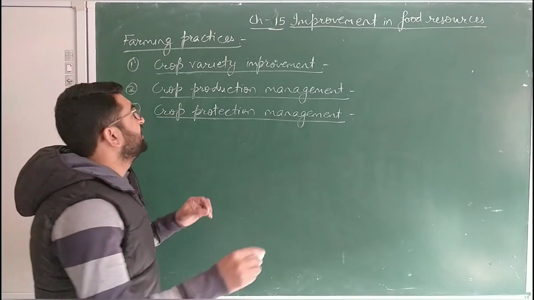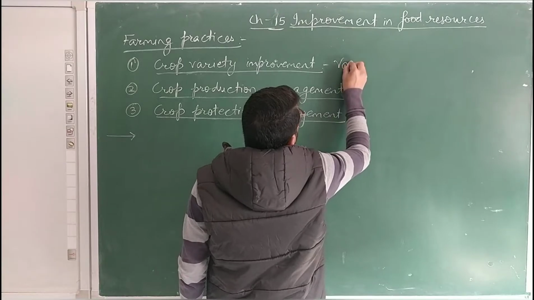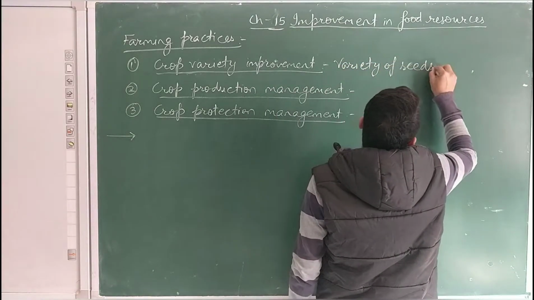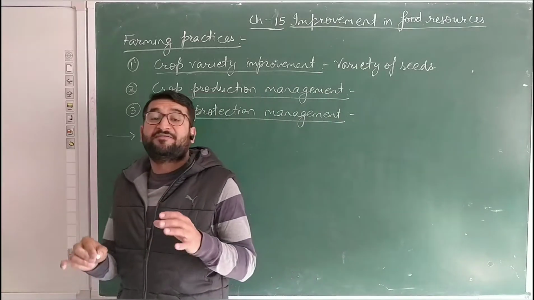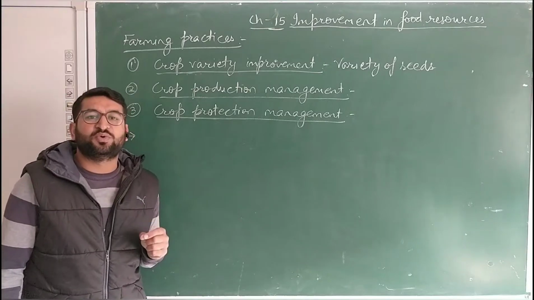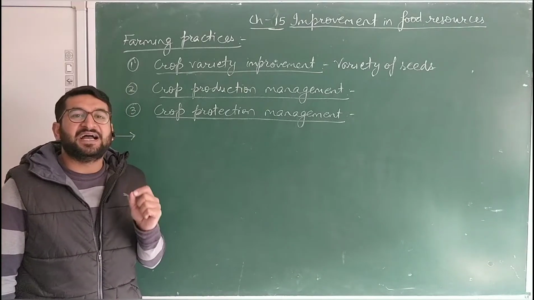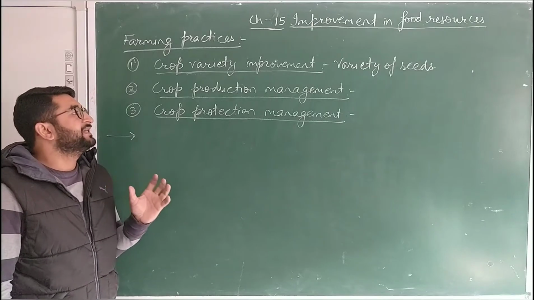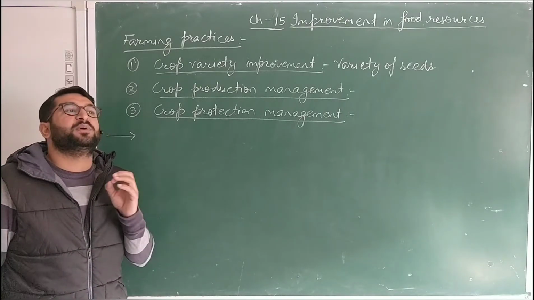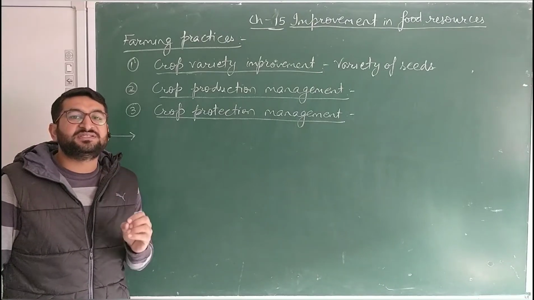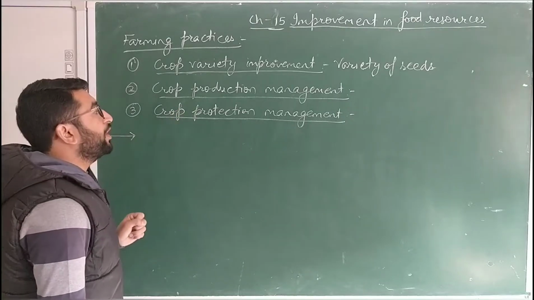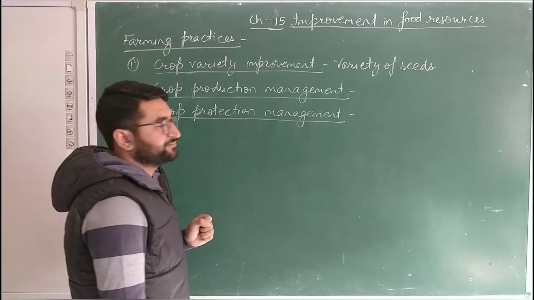What does it mean? It means the variety of seeds must be improved, must be of a high quality. These varieties are usually known as HYV, high yielding varieties. The varieties whose yield, whose quantity is higher, as well as the quality of nutrients in that crop is also high. The second is crop production management.